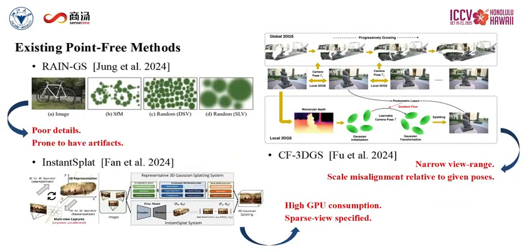Several point-free approaches have been proposed. CF3D-GS leverages monocular depth priors, but the predicted depth is often biased and cannot optimize camera intrinsics, causing scale misalignment and structural distortion. Instant Splat introduces foundation model priors, but it requires heavy GPU memory and is sparse-view specific, so it cannot handle scenes with hundreds of images. Range-GS explores random initialization for 3D-GS, but the rendering performance is also not competitive.